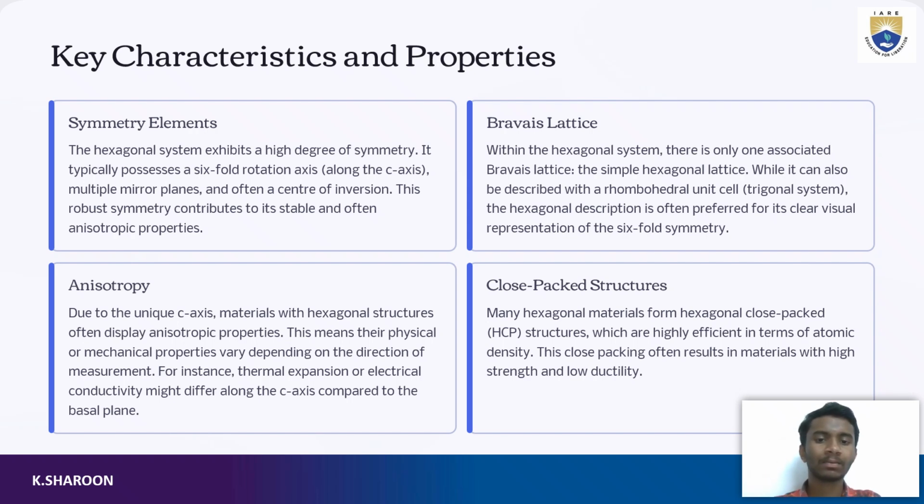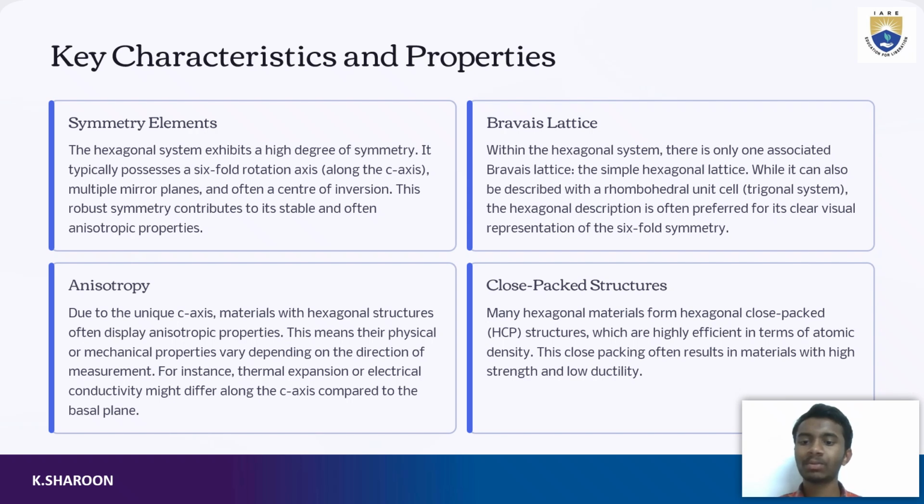Bravais lattice. Within the hexagonal system, there is only one associated Bravais lattice, the simple hexagonal lattice, while it can also be described with a rhombohedral unit cell, trigonal system. The hexagonal description is often preferred for its clear visual representation of six-fold symmetry.